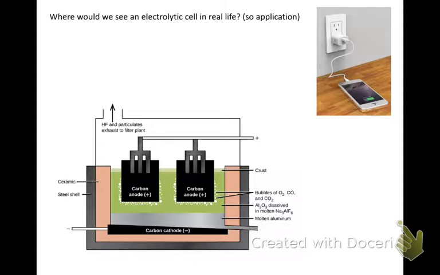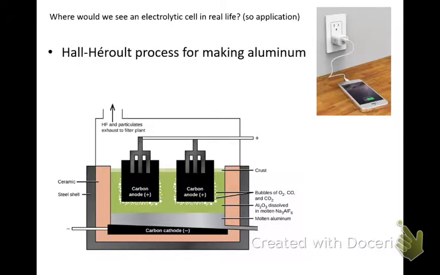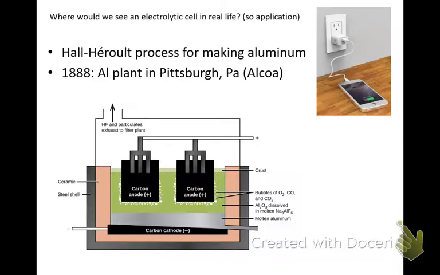Another big place where we use electrolytic cells is in the Hall-Héroult process for making aluminum. It used to be that aluminum was considered to be such a precious metal because we could find aluminum oxide, the mineral bauxite, all over the Earth's crust. It's really abundant as an element. But it was always as aluminum 3+. It was really hard to get it to be aluminum metal.